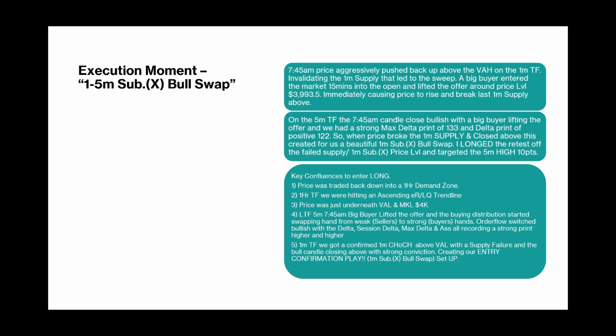Price was traded back down into a 1 hour demand zone. 2, on the 1 hour time frame, we were hitting an ascending external range liquidity trend line. 3, price was underneath the value area low and major key level 4K. 4, the lower time frame 5 minute 7:45 a.m., a big buyer lifted the offer and the buying distribution started swapping hands from weak sellers to strong buyers' hands. The order flow switched bullish with the delta, session delta, max delta, and the ask.